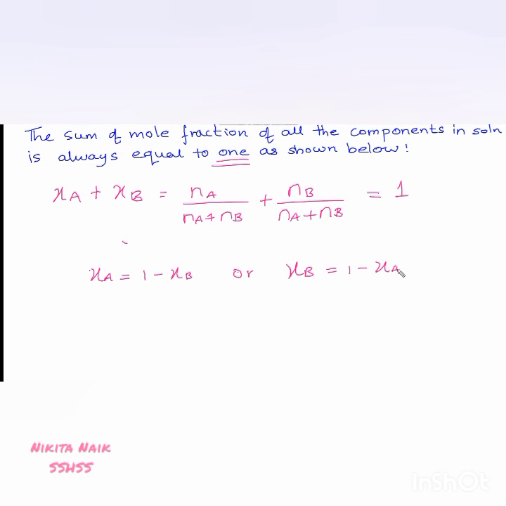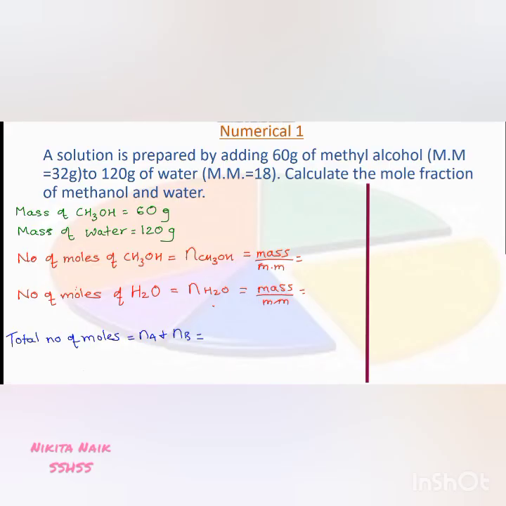Now let's solve one numerical on mole fraction. Numerical 1. A solution is prepared by adding 60 gram of methyl alcohol, molar mass is given as 32 gram, to 120 gram of water, molar mass is 18. Calculate the mole fraction of methanol and water.